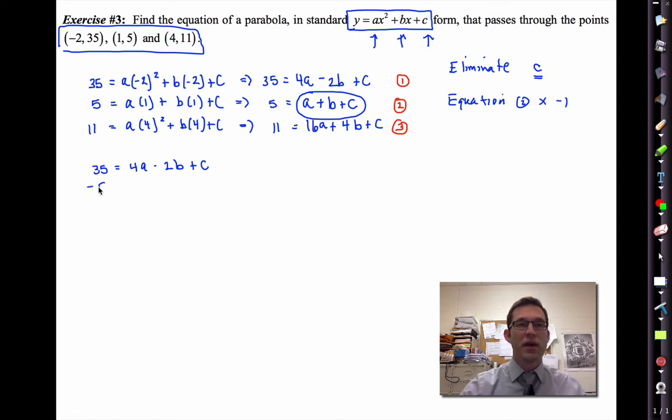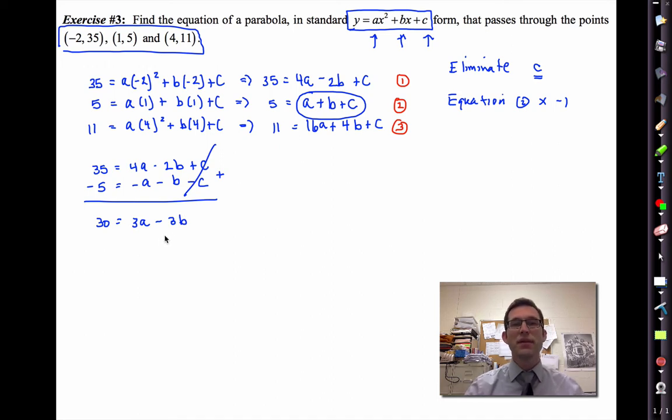And that's going to give me -5 equals -a minus b minus c. And then I'm going to add these two together. I'm going to get 30 equals 3a minus 3b, and the c's cancel. All right, now look what we did. We just eliminated the c.